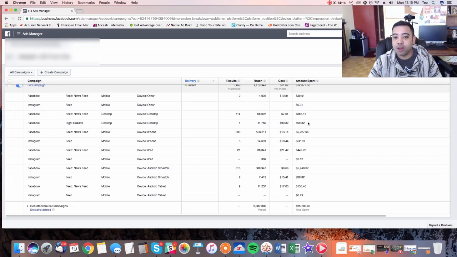And you would not know this if you did not do your research properly. You wouldn't know if your right column is doing better, or your left, or your newsfeed. You don't know this until you actually do the research. And when people say in general that right column doesn't work, or newsfeed doesn't work, or Instagram doesn't work, you don't know that until you actually do your test.